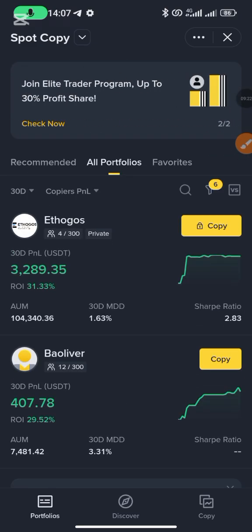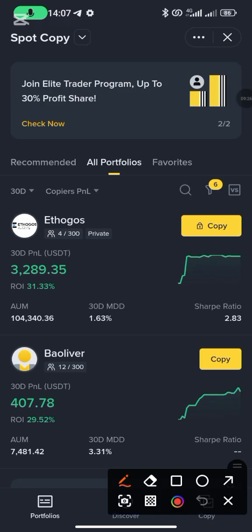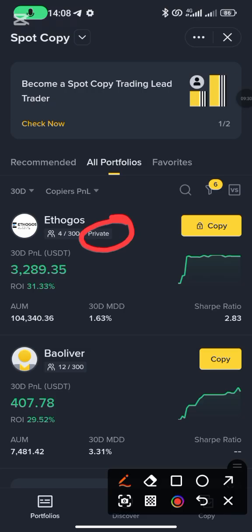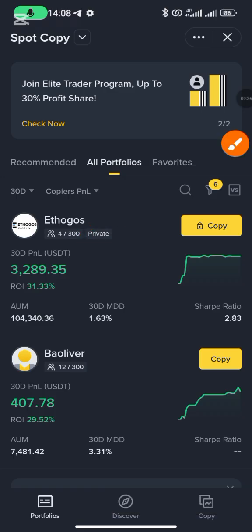Okay, so after finalizing my decision of who to copy, now look at what you have to see. This particular trader, I cannot copy because it's private. If you click to copy, you have to provide an invitation link. So I'm scrapping the first trader, and then I'll check on the second trader.